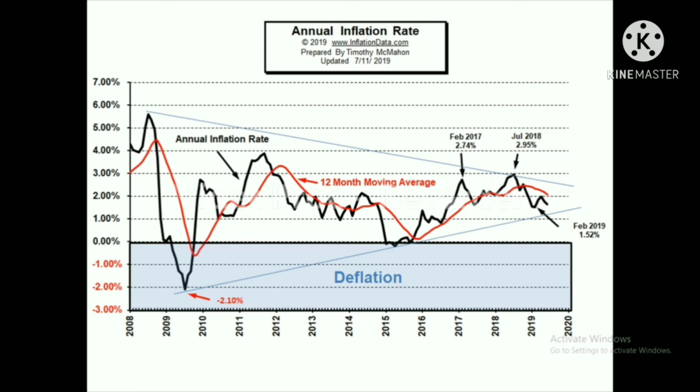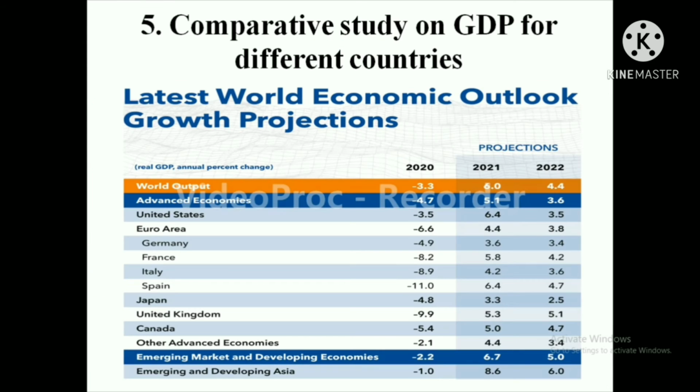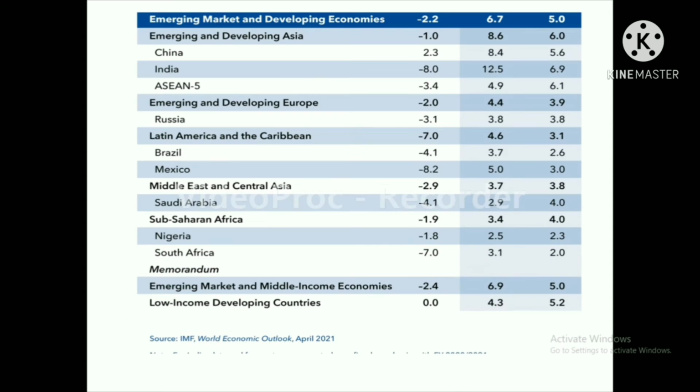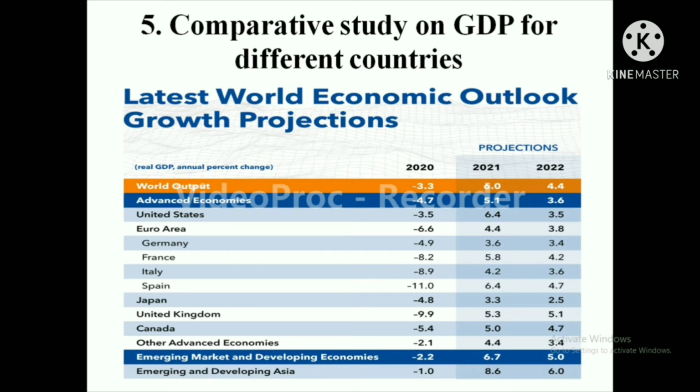You can also do that for production, employment, or population, etc. And it also helps in the comparative study of GDP for different countries. This is another typical example. I took this data from the IMF World Economic Outlook, April 2021, which gives us the latest World Economic Outlook growth projection. It is a projection on real GDP and annual percentage growth.